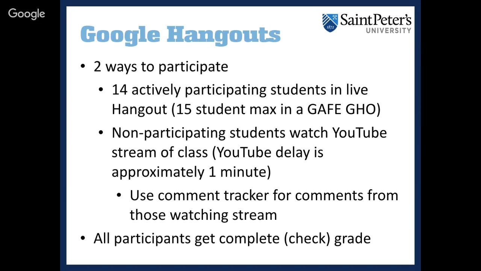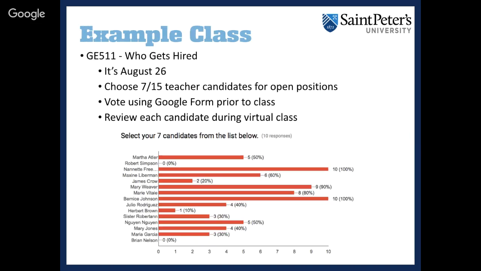So an example of what I might do when I teach principles and problems of school administration, I have this great assignment called Who Gets Hired. And when I do the class face-to-face, it's a whole class, because everybody gets all riled up and excited about it. It's August 26th. You've got to choose 7 out of 15 teacher candidates for open positions. So before class, they'll prepare notes on each of their picks, and they'll vote on it. I give them a Google form, and they vote on it.